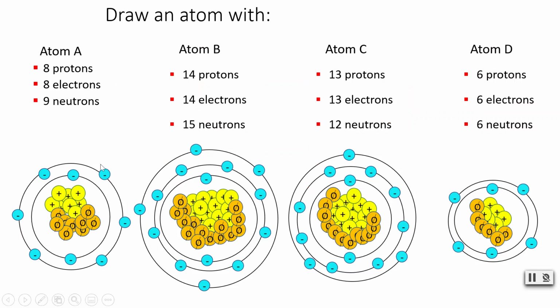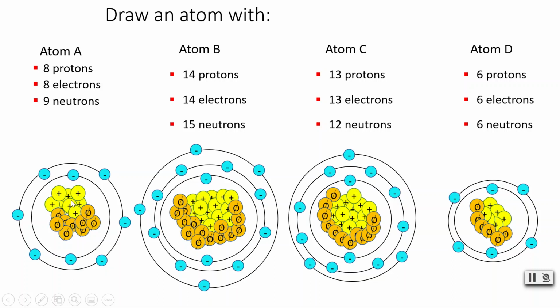So here we go. Atom A: 8 protons, 8 electrons, 9 neutrons. If you count really closely, because some of these are hard to see, I had to squish them in. There's a lot of overlap, and some of them might be a little harder to count than others. But there should be 8 pluses and 9 little neutrals, all in the atomic nucleus.